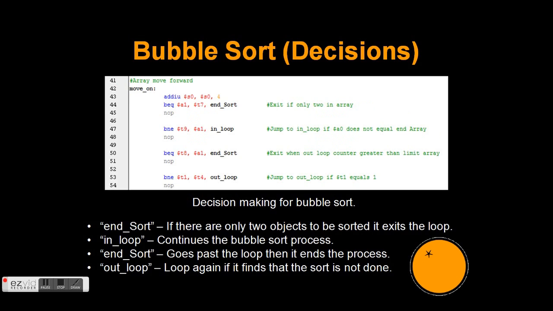For this part right here, it's basically deciding what's going on. So I have the in sort. Basically, if there are only two objects to be sorted, then it just says we're done. In loop continues the bubble sort process. The in sort goes past the loop, then it ends the process, and also the out loop, which finds that the sort is not done.